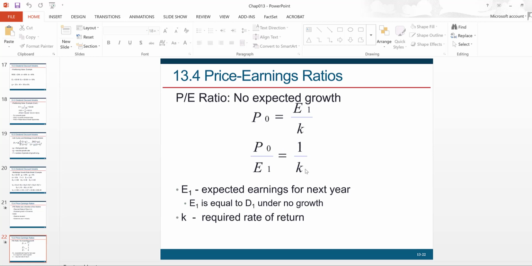So PE ratio is the inverse of the required rate of return. Higher the K, lower is the PE ratio. So what that means is that if the firm is riskier, or if the stock is risky, K would be higher and the PE ratio would be lower. So for riskier firms, the PE ratio should be smaller, and for safer firms, the PE ratio should be higher, other things being equal. This is again based on our no growth model.